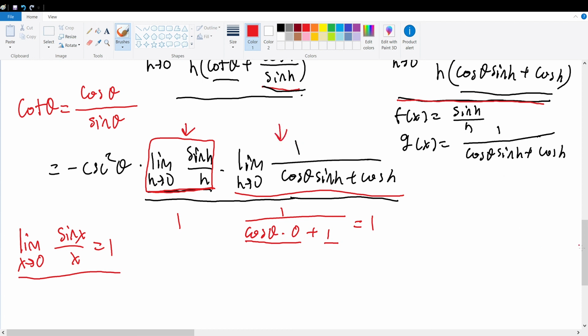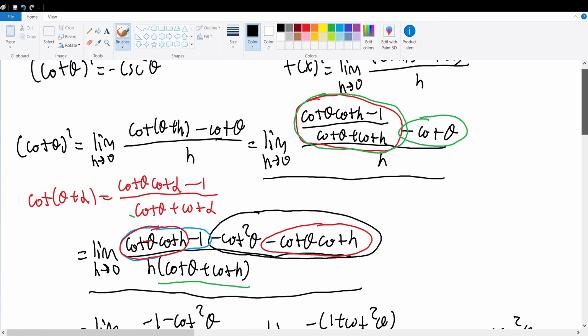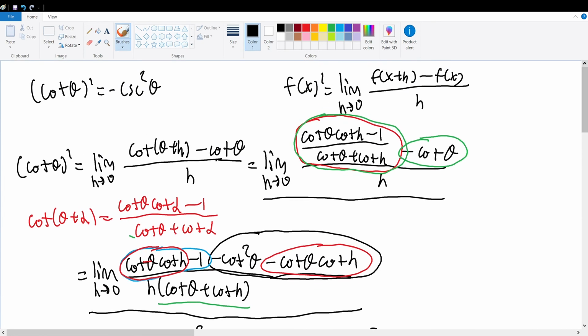So we can now further rewrite this equivalent ratio for the cotangent theta's derivative. This becomes negative cosecant squared theta times 1 times 1, which is equal to negative cosecant squared theta. Hence, proving that the derivative of the cotangent function is equal to negative cosecant squared of theta.